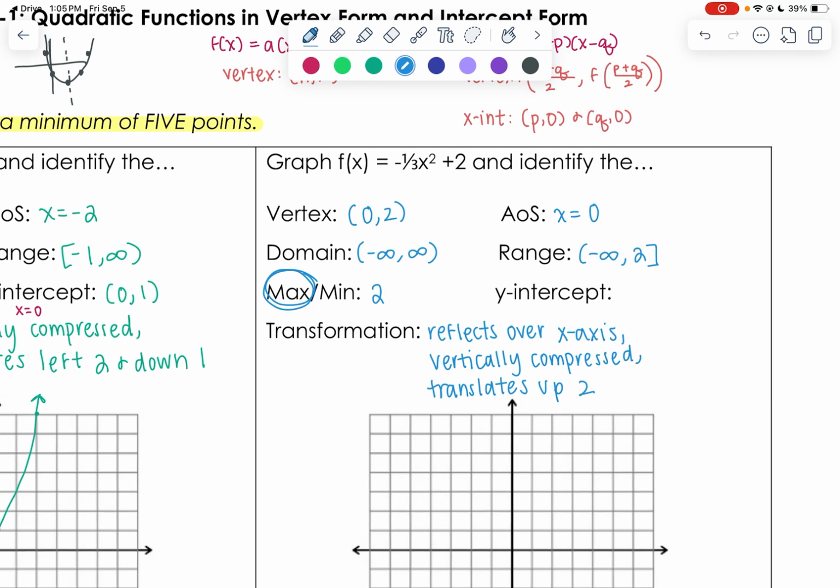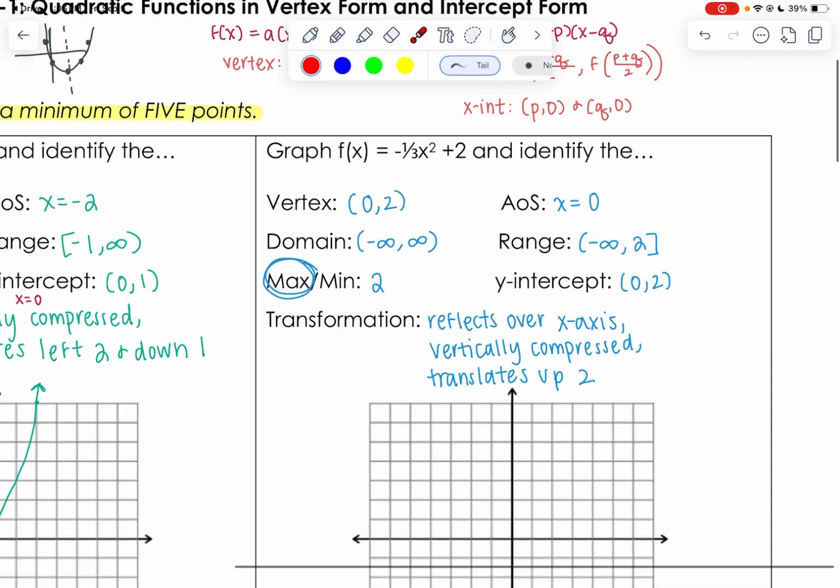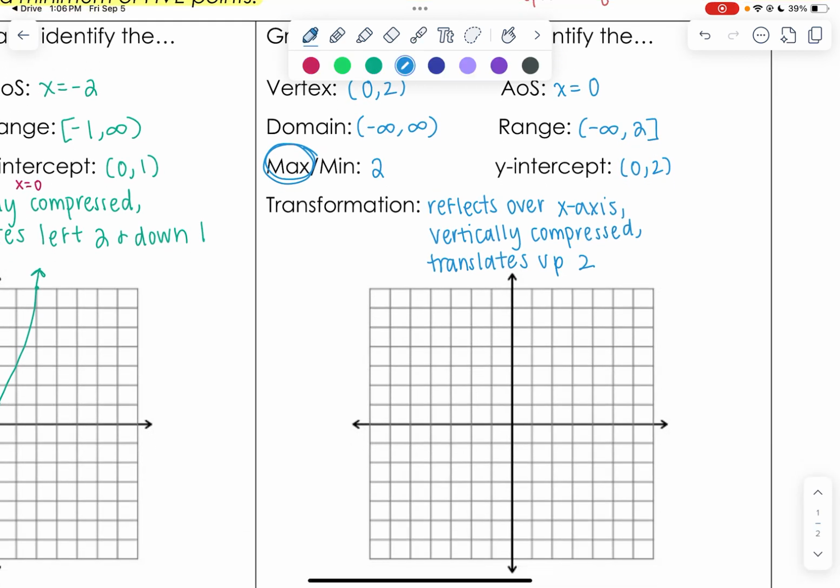like that. And then to find the y-intercept, if I plug in 0 here, I get negative 1/3 times 0. That's just 0 plus 2. So my y-intercept is going to be at 0, 2. And I kind of already knew that because my vertex was there, and that is on the y-axis. So now let's graph this and verify that everything matches, okay? My vertex is at 0, 2.